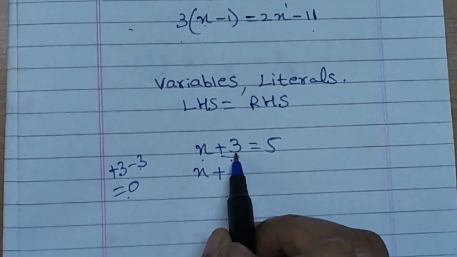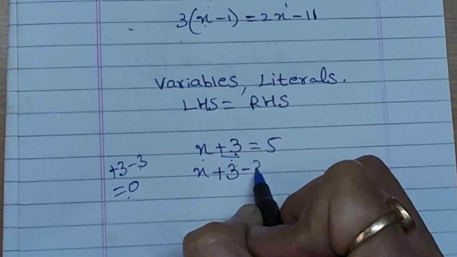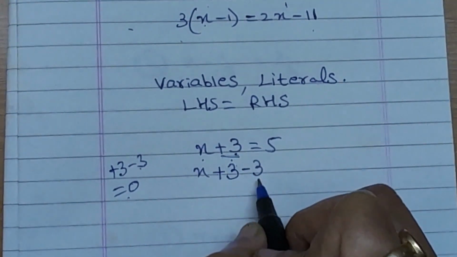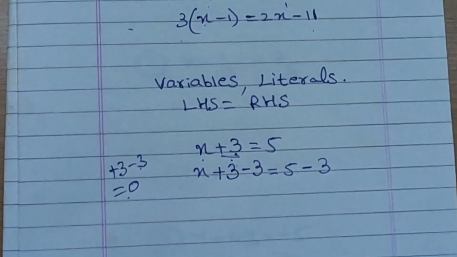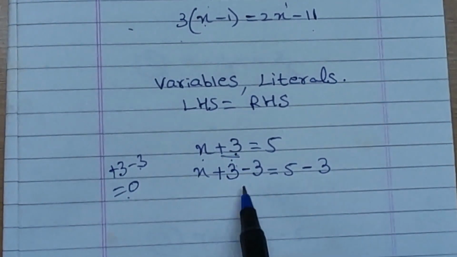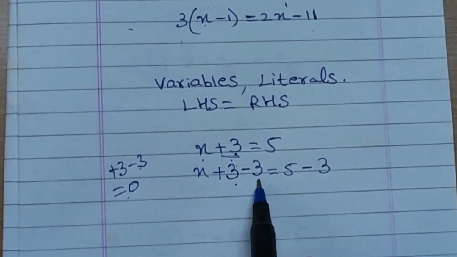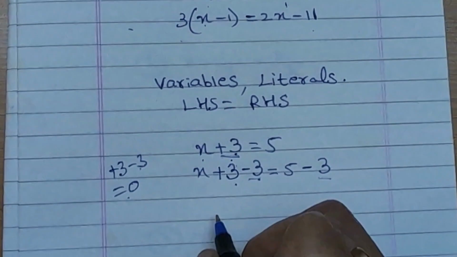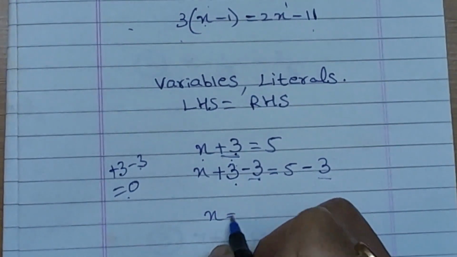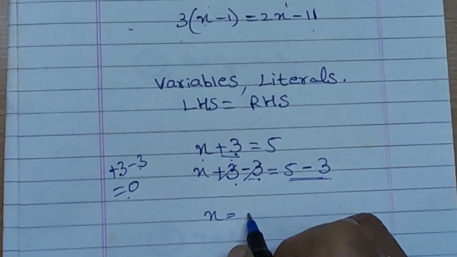So we have to get rid of this plus 3. So x plus 3, now we will add minus 3 to LHS. Now since we are adding minus 3, we have to do the same thing on RHS. Otherwise the value of the equation will change. So whatever we do to LHS, same thing has to be done on RHS also. So x plus 3 minus 3 in LHS, so minus 3 we will subtract in RHS also. So we have x equal to, now this plus 3 minus 3 gets cancelled, so we have x equal to 5 minus 3, which is 2.